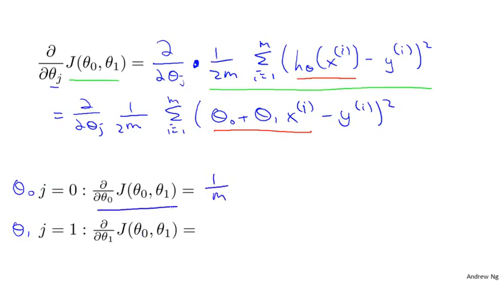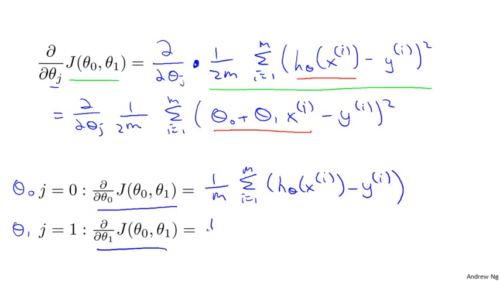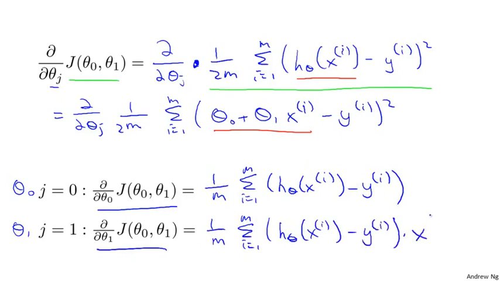It turns out this first term simplifies to 1 over m, sum over my training set of just that, h(x^i) minus y^i. And for this term, the partial derivative with respect to theta 1, it turns out I get this term, h(x^i) minus y^i times x^i. Okay?